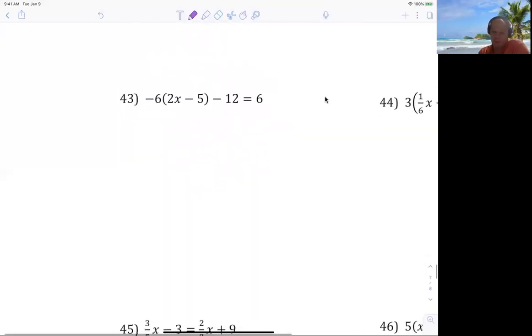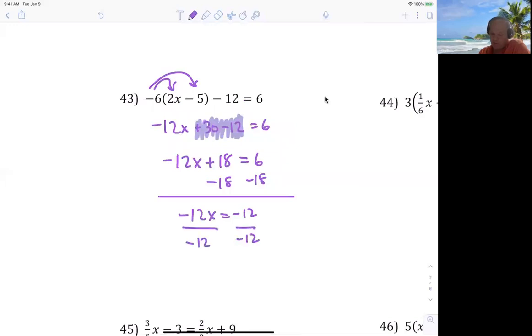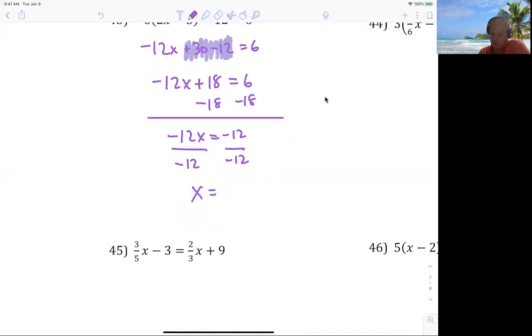43, we have a distributive property. Negative 12x plus 30 minus 12 equals 6. Combining terms, negative 12x plus 18 equals 6. Subtract 18. Negative 12x equals negative 12. Divide both sides by negative 12. X equals 1.